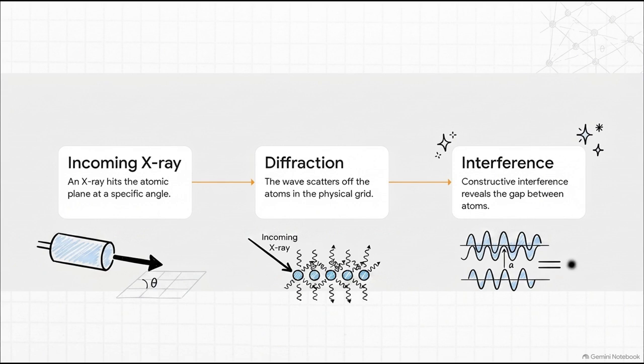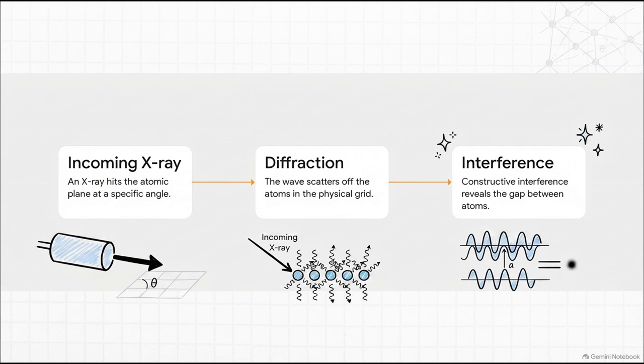Step 1. An X-ray beam hits the plane of atoms at a very specific angle, theta. Step 2. Because those atoms act as solid obstacles, the X-ray wave diffracts, or scatters off them. And then, step 3 is where the magic happens. Normally, all these scattered waves would just cancel each other out in a chaotic mess. But at certain perfectly aligned angles, the peaks of the waves align beautifully with other peaks. This is what we call constructive interference.